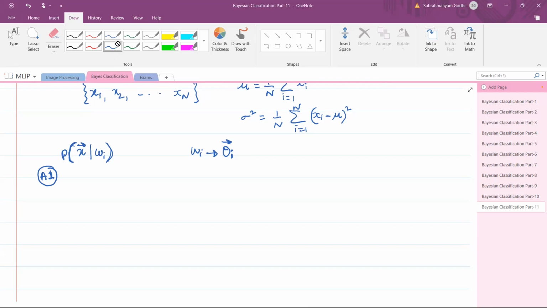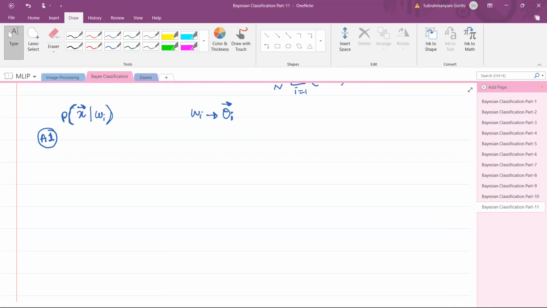Likelihood functions, for theta I, depend only on the samples of this class and the parameters of this class estimated from those samples, and do not depend on the parameters of the other class.